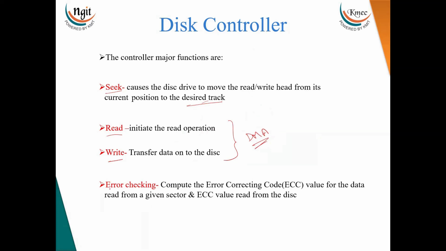Now coming to the next one, error checking. Already we have seen that in the sector, error correcting bits, error correcting codes are there. So it will compute the error correcting code value for the data read from a given sector and compare it with the ECC value read from the disk. If any data error corrections need to be done, they will be taken care of by the disk controller.